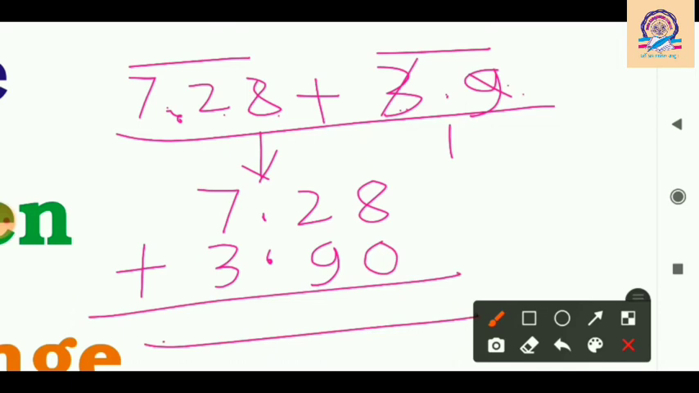Now from the right portion start to add them. 8 plus 0 is 8, 9 plus 2 is 11, so write here 1 and 1 will be carried here. So 7 plus 1 is 8, plus 3 it will be 11, and after this just bring down the decimal point. So it will be now 11.18 as the sum. Okay, in this way you can find the sum.